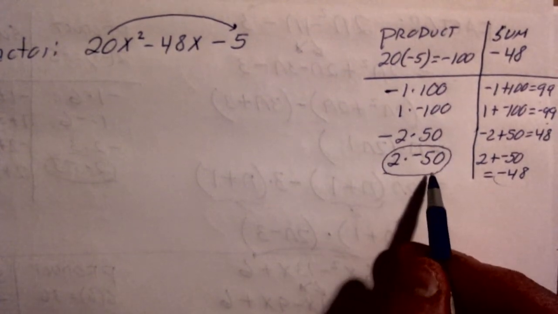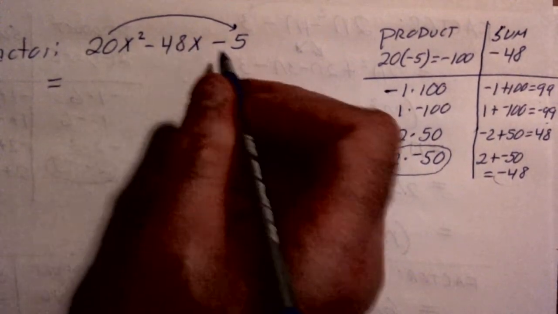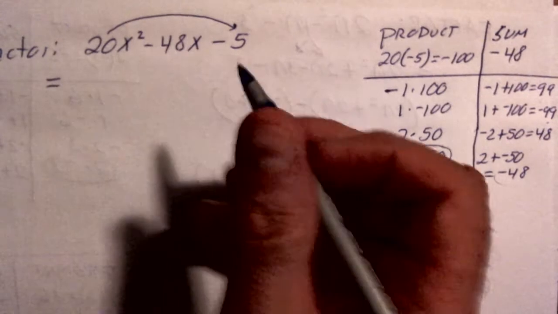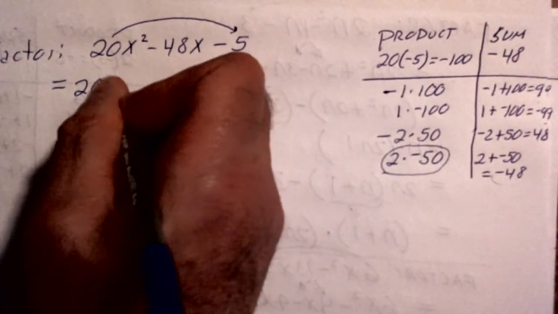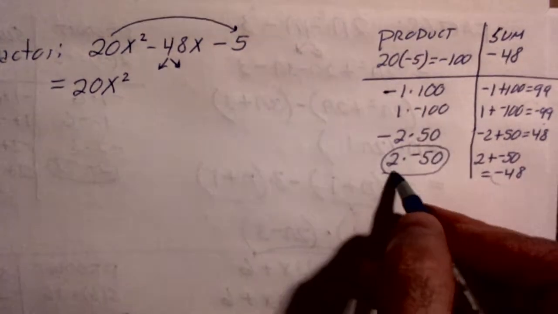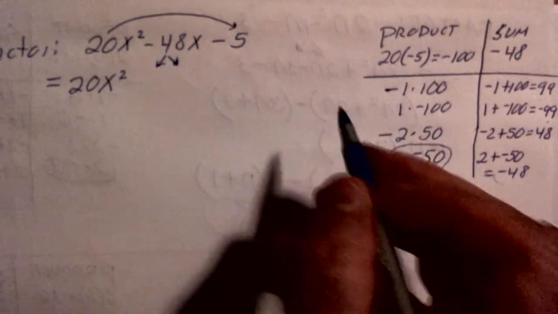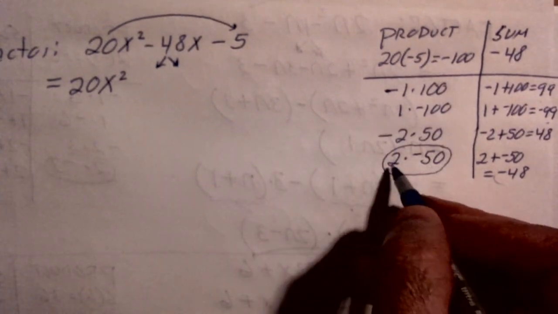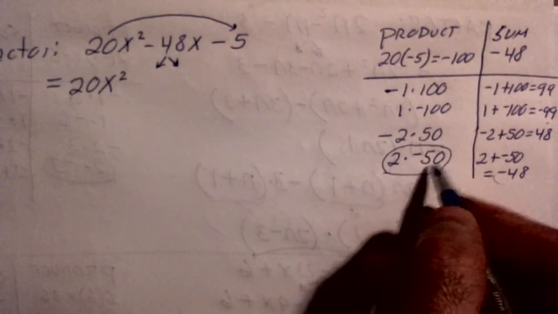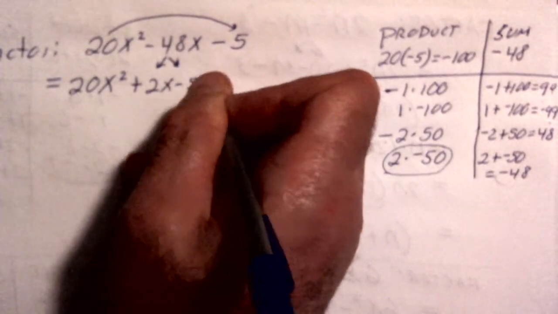Therefore, ladies and gentlemen, we now rewrite this difficult trinomial as an equivalent four-term polynomial, where the middle term, negative 48x, gets split up and rewritten as the sum of 2x minus 50x. Or you could have minus 50x plus 2x. The order in which you list these doesn't matter here. I'll say plus 2x minus 50x.